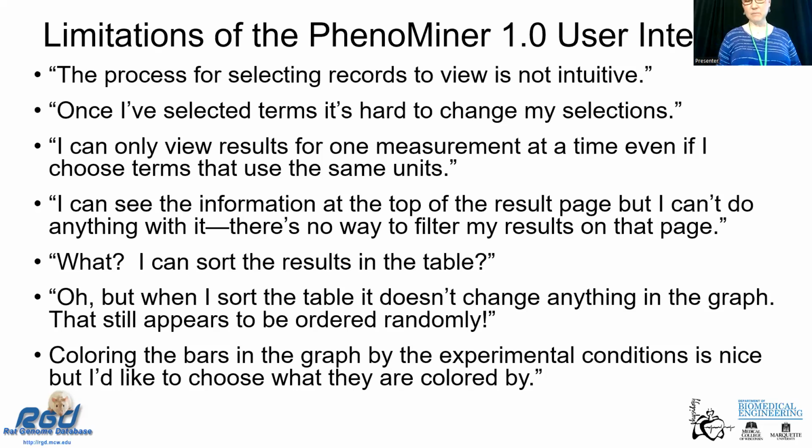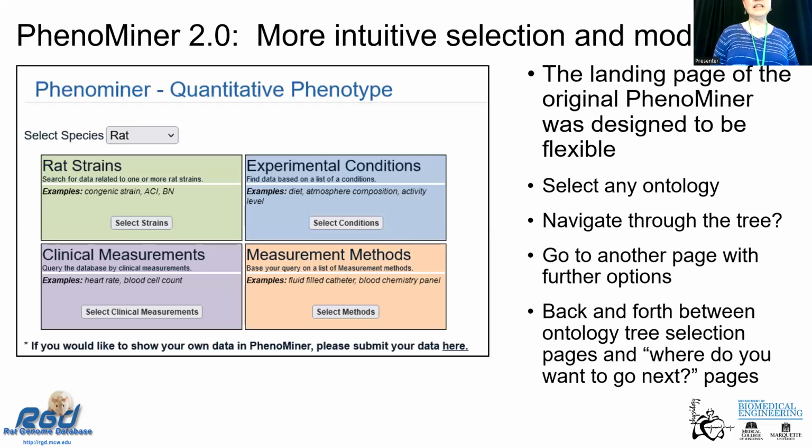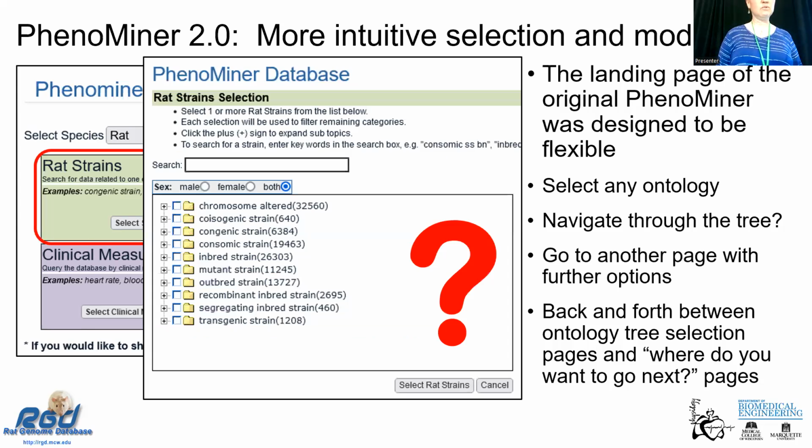So to give you a little bit of an idea of what I'm talking about, this is the landing page of the original PhenoMiner, and it was designed to be flexible, and it is. But you come into this and you look at it and maybe you don't quite know exactly what it is that you need to do. So assuming that you figure it out, you select an ontology, and then you need to navigate through the tree, which means that you kind of have to know what the ontology is. And there is a search, but it basically takes you to the tree and makes you navigate through the tree.